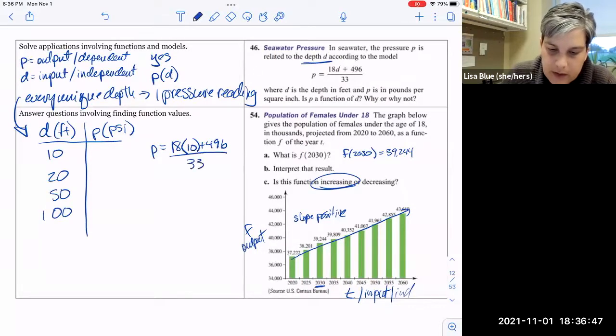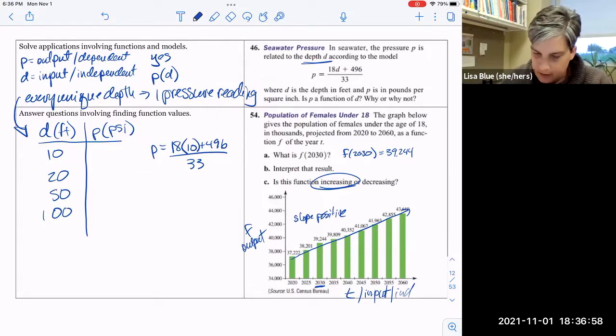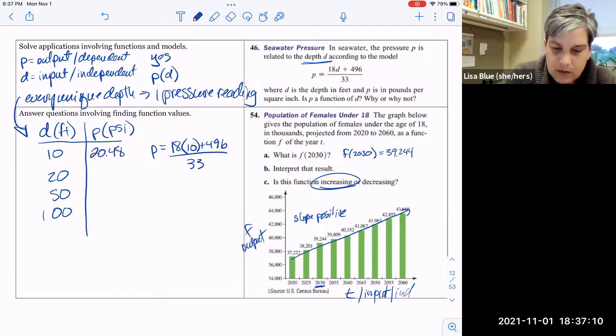So P is equal to, and we see the function is 18 times D plus 496 over 33. Yes, Savannah, y equals x is a function. Then we get 18 times 10 plus 496 gives us 676 divided by 33. We get 20.48. And we could keep going down the line and doing that. If we did 18 times 20.